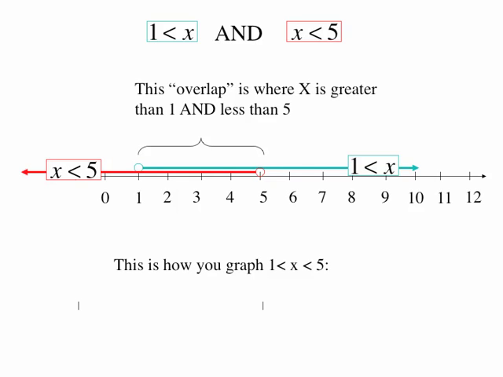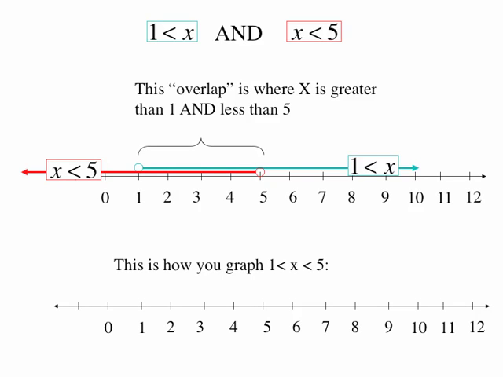How do we graph that compound inequality? Well, we would show the number line, and we would only show the portion where the red and the blue overlap. We would show that segment there. Notice that both 1 and 5 have open circles over them, indicating that neither 1 nor 5 are solutions to this equation, but everything in between them is.